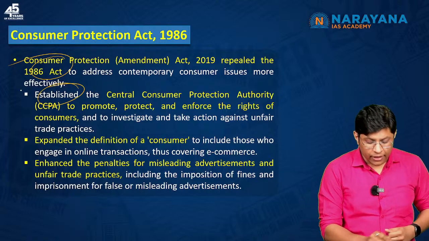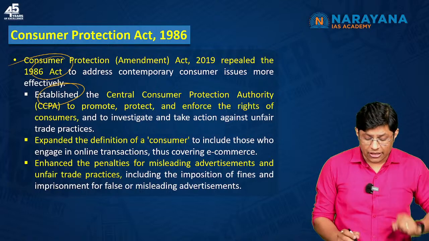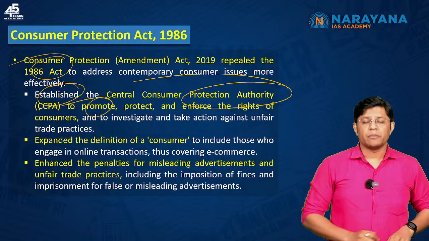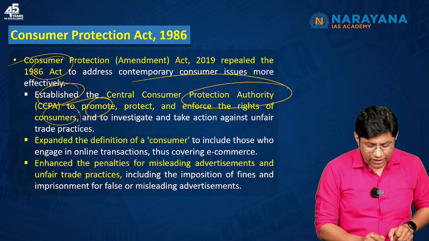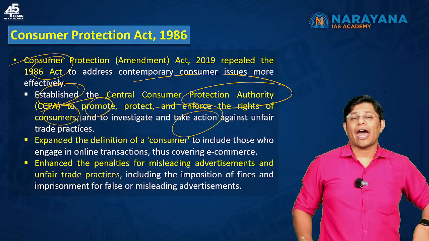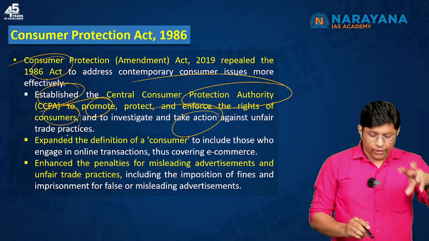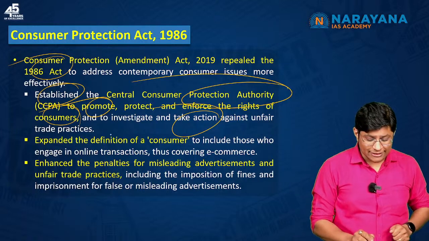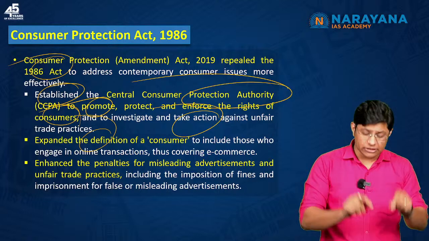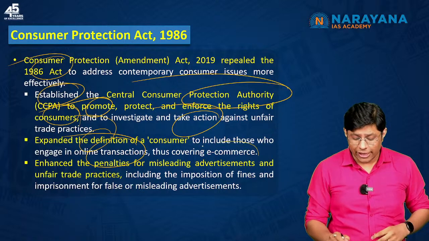For example, under the amended Act of 2019, the central government established the Central Consumer Protection Authority. The mandate of this authority is to promote, protect and enforce the rights of the consumers. This authority has the right to investigate and also take action against unfair trade practices. Then, the amended Act of 2019, students, has expanded the definition of consumer. Now, consumer also means the people who engage in online transactions, which also includes e-commerce platforms as well.